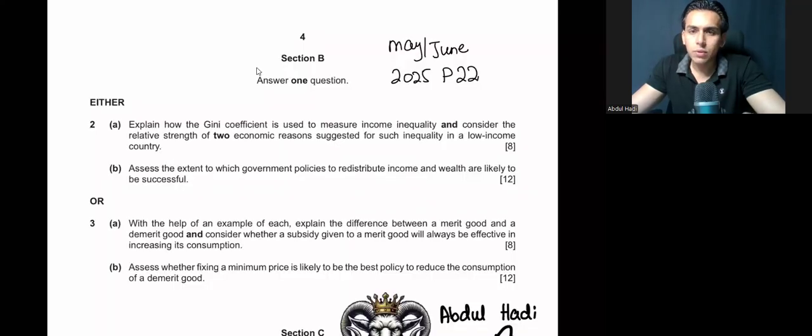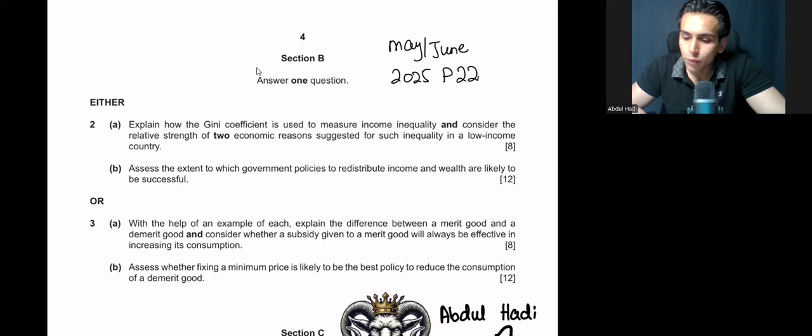All right, so we are going to attempt May-June 2025 paper 22. Now, what you need to make sure in your exam is that you need to break your question first. You need to understand what the examiner is asking from you.